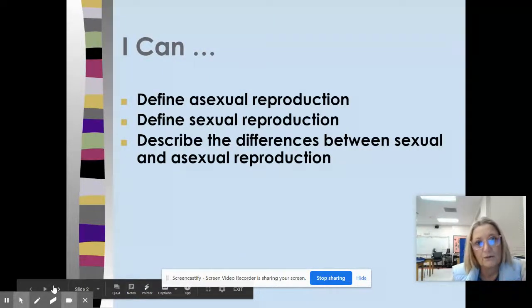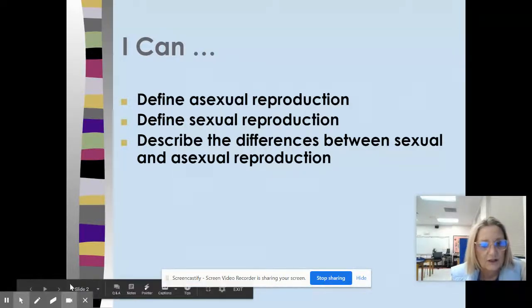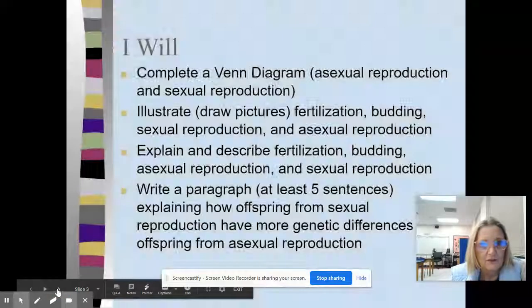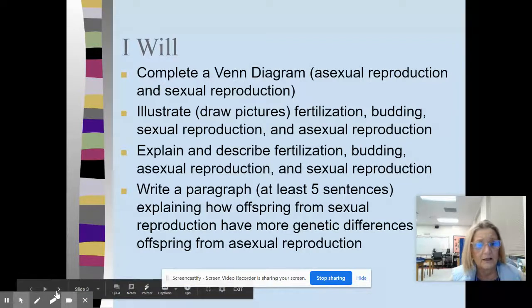First of all, we want you to be able to define asexual reproduction, define sexual reproduction, and describe the differences in the two. The next one, you should be able to do a Venn diagram. You should be able to illustrate and draw fertilization, budding, sexual reproduction, and asexual reproduction, and explain fertilization, asexual reproduction, sexual reproduction, and write a paragraph explaining the genetic differences in asexual and sexual reproduction.